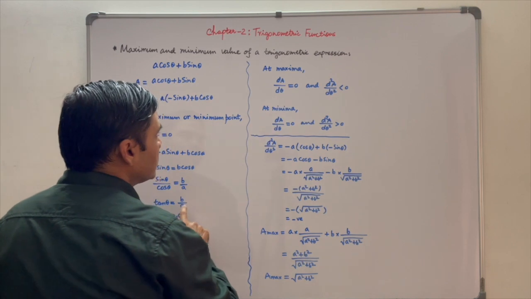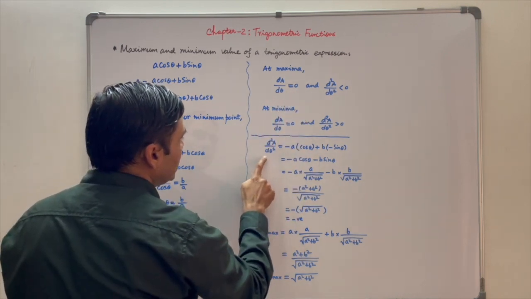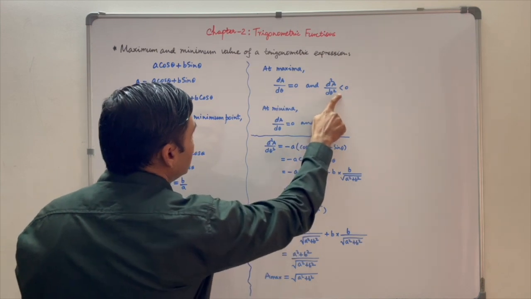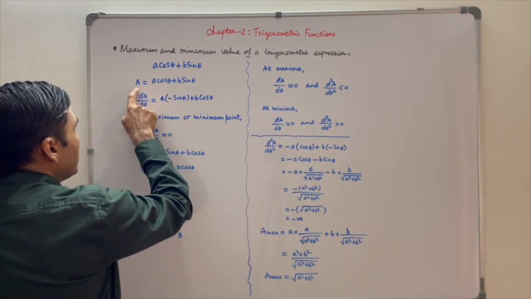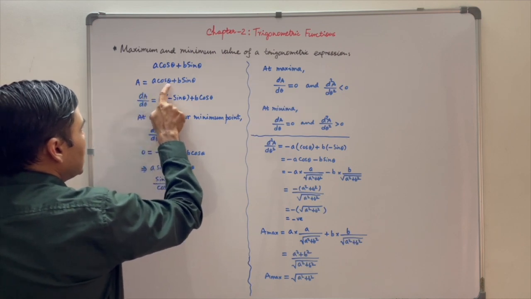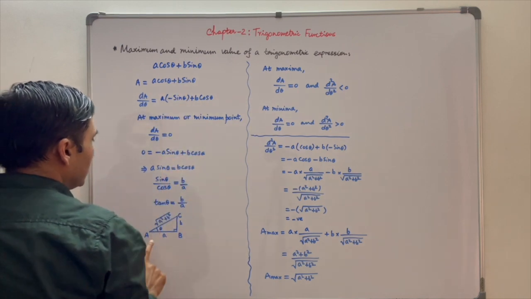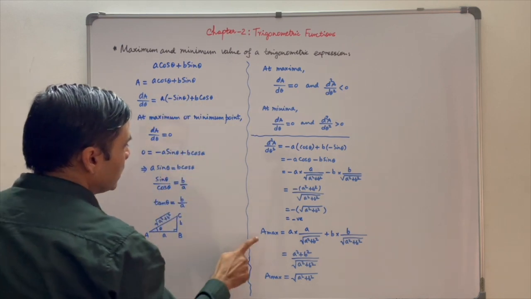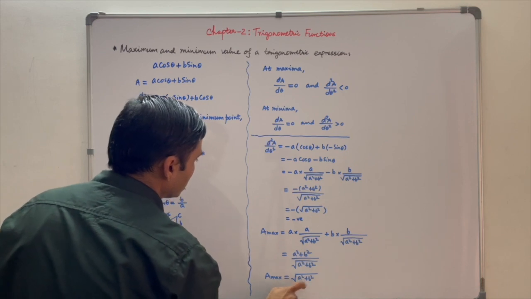So in this case, dA upon d theta is equal to 0 and d square A upon d theta square is negative. So A maximum we can find out from here. A maximum will be a cos theta plus b sin theta. Value of cos theta and sin theta can be put from here to get A maximum is equal to under root a square plus b square.